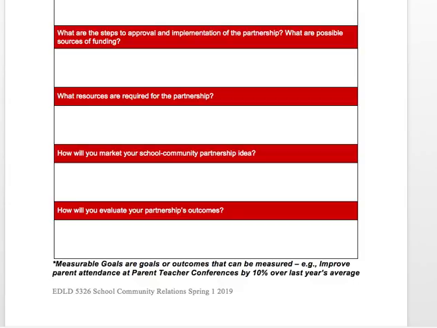And then most importantly, how are you going to evaluate the outcome? How are you going to know it was successful? Are you looking at student outcomes? That goes back to looking at your measurable goals. How do you know you met those measurable goals?